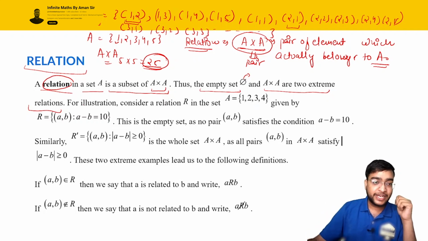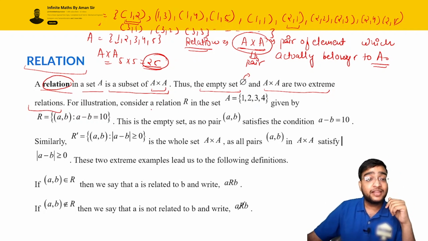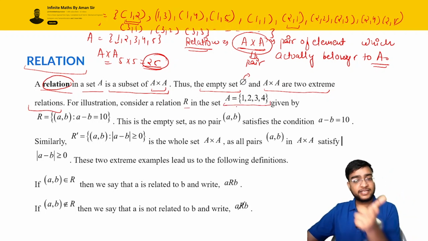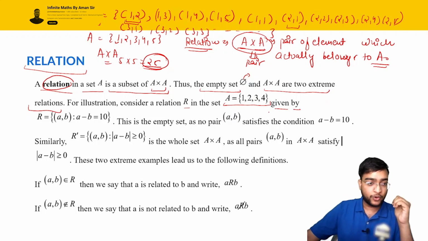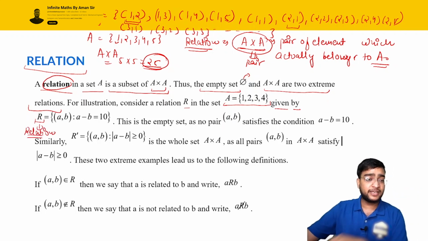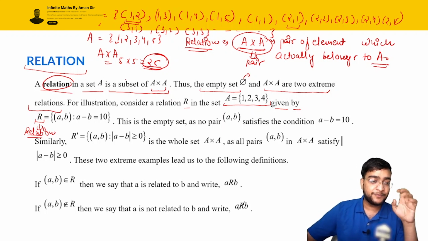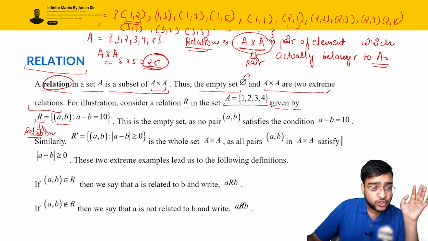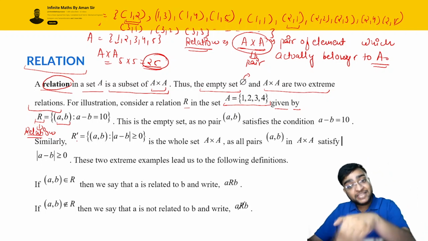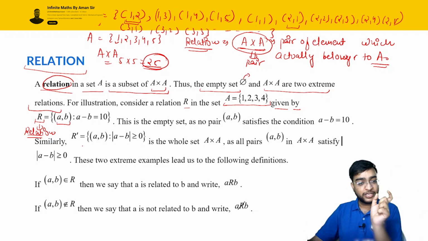Okay, let's say for illustration, consider a relation R in the set. Can I say this is my A set and we just take the relation R from this set only, given by this. The R actually represents my relation. Okay, no problem sir. These pairs are actually the pairs which come under my relation set.